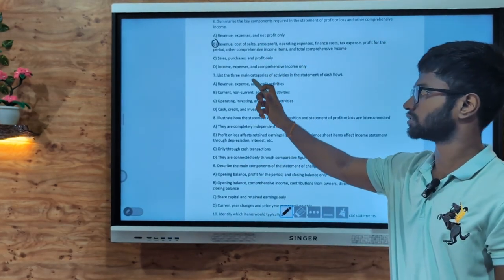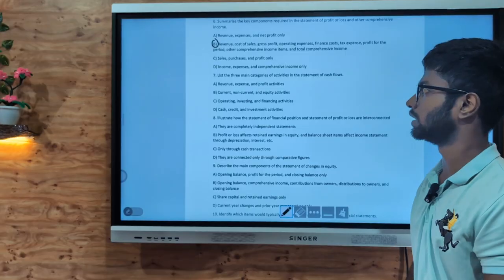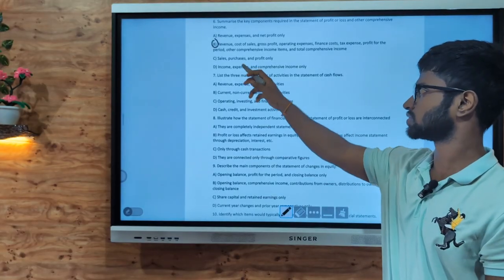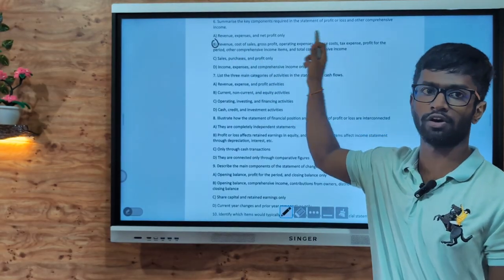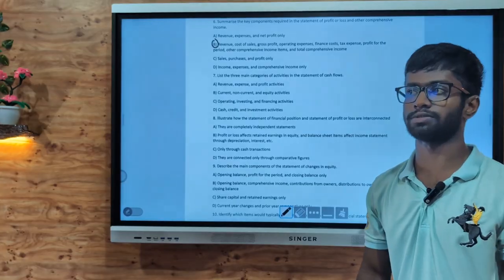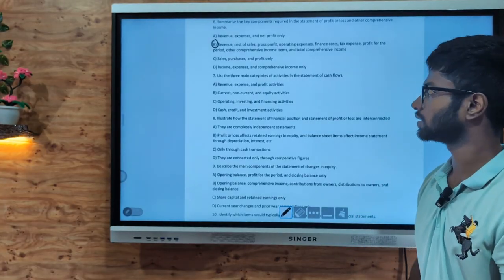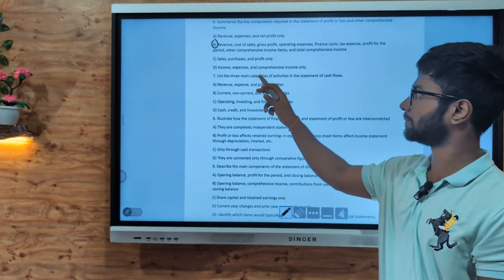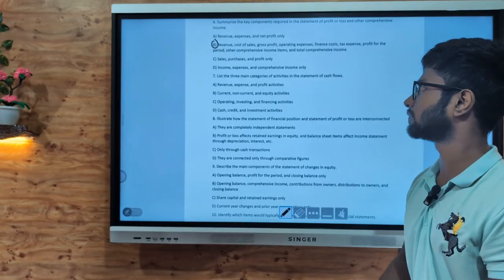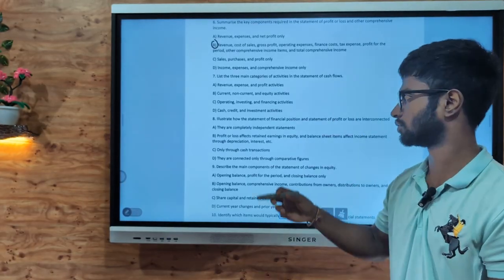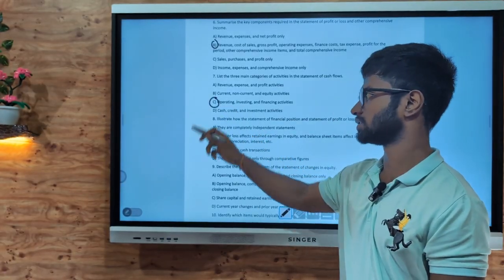Sales, purchases, no. Income, expenses, comprehensive income only. This is also correct, but this is more correct. This includes all the items. Remember what we learned in the income statement. Then you have to list three main categories of activities in the statement of cash flow. That is easy. We know that is operating, investing, and financing.